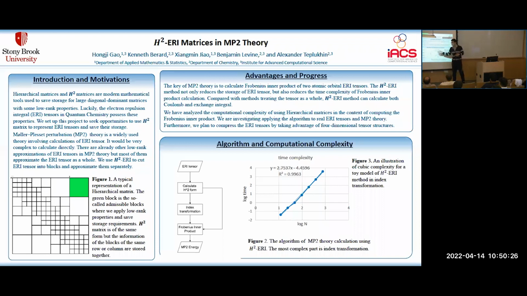Yeah, this is a mathematical tool, and we just found that it might be useful for the ERI tensor, but it was developed in linear algebra.